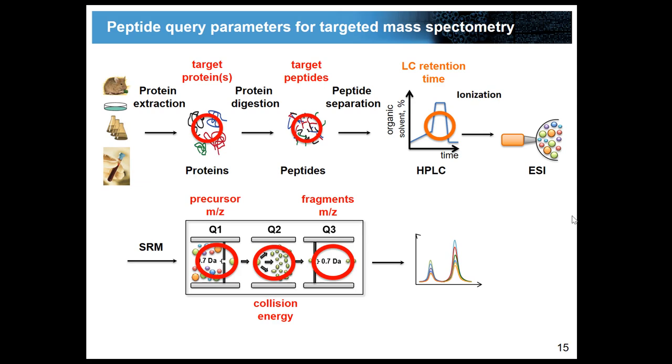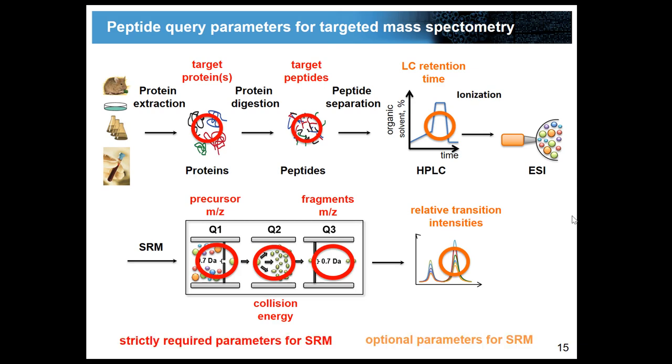And then there is a last parameter that we would also like to know in advance and to store. And this is the relative transition intensity information. So you would not just like to know which transitions to select here, but you would also like to know what is the most intense transition, the second most intense, and what is the relative intensity to each other. And for an SRM measurement, all these parameters that are shown in red here are strictly required before the measurement. So this you need to know.